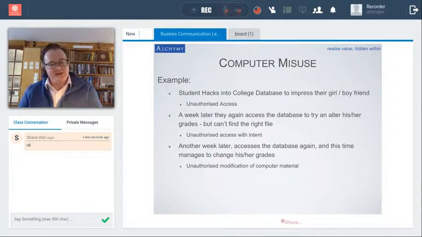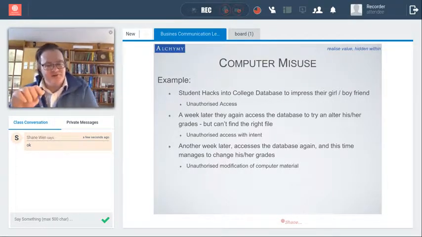Let's say I get up some Dutch courage, and another week later I go back in, I access the database again, and this time I can find the right file, and I go in and I change my grades from a C and a D to an A+. Okay? Now I have modified computer material. So now I have committed the third act. I've accessed and modified computer material.